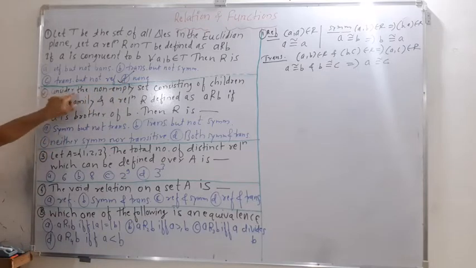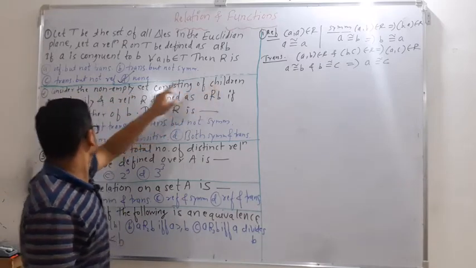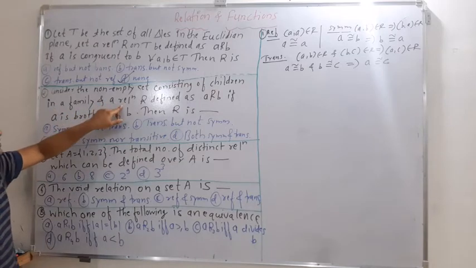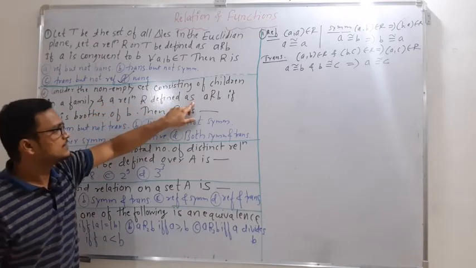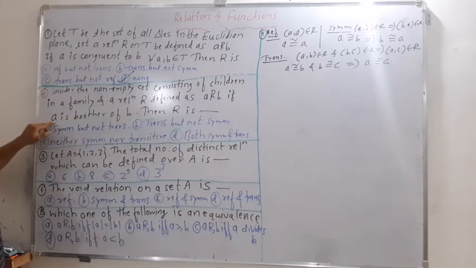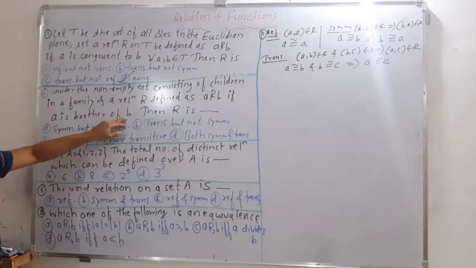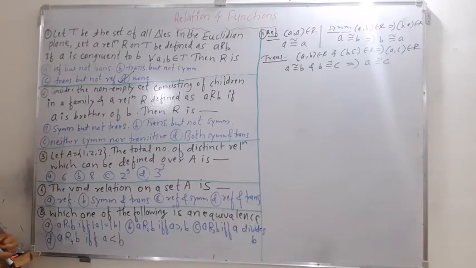Second question. Consider the non-empty set consisting of children in a family, and a relation is defined as follows: A is a brother of B. The relation defined among A and B is that A is a brother of B, then R is. Options are: symmetric but not transitive, transitive but not symmetric, neither symmetric nor transitive, and D both symmetric and transitive.